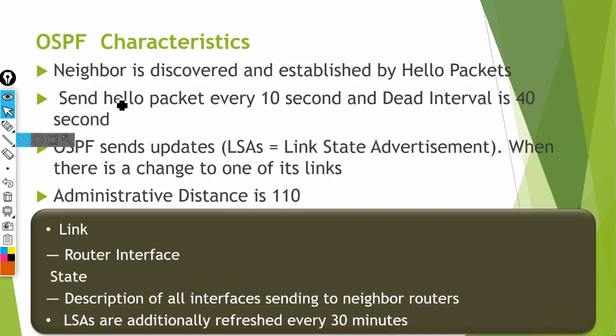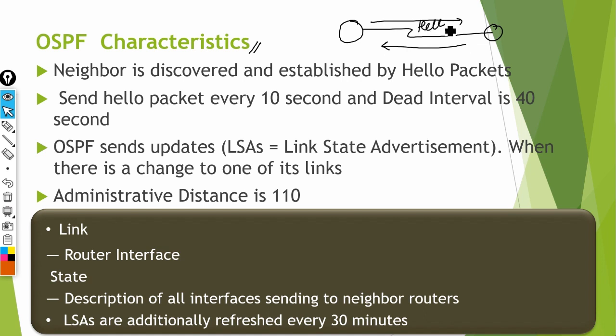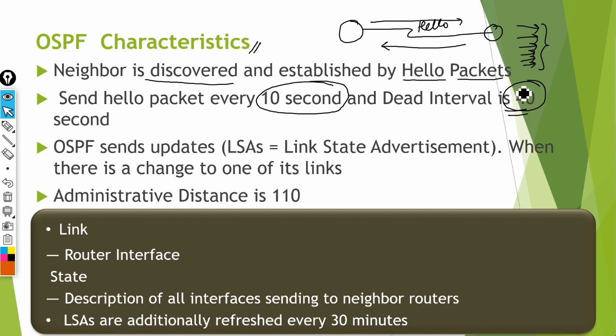When it comes to OSPF characteristics, some more points on how OSPF actually works. We need to configure OSPF between the routers, and by using the hello packet itself, OSPF is going to discover the neighbors, establish the neighborship and exchange the routing information later on. The hello interval is every 10 seconds and the dead interval is 40 seconds. So every 10 seconds routers will send the hello packet, and if a router is not receiving the hello from a neighbor, it will wait up to 40 seconds. That's what the dead interval is.